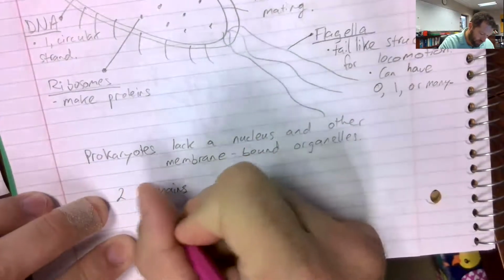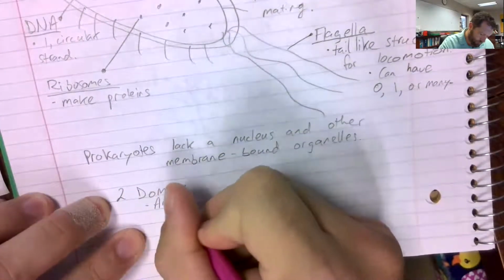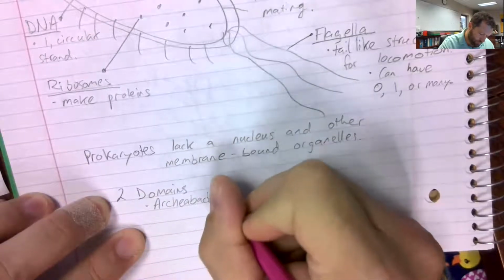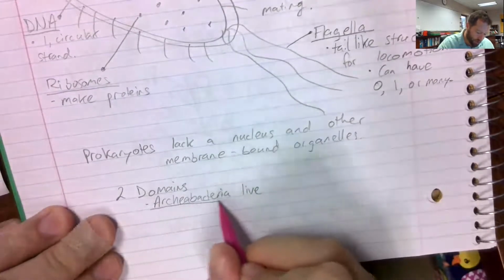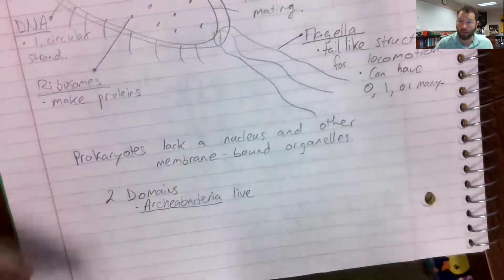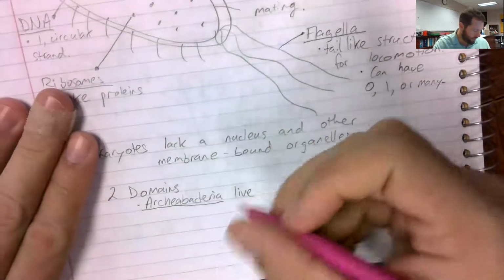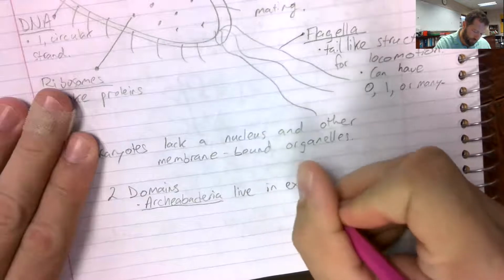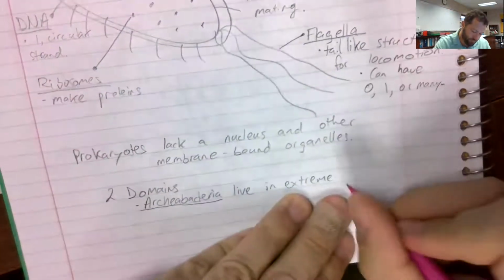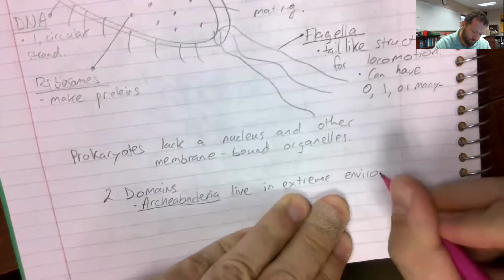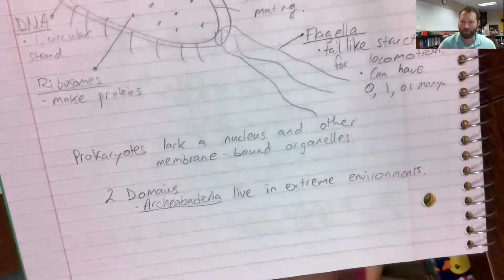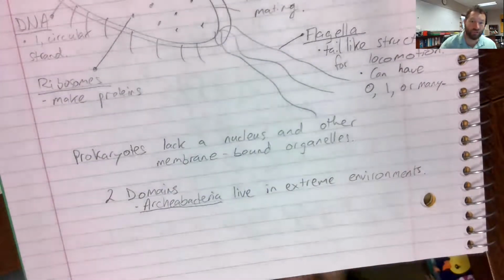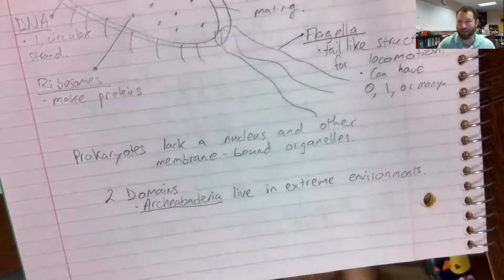So starting off, first domain. It's called Archaeobacteria. So archaic, kind of like ancient. And the reason why we call them that is that they live in extreme environments. Thermoacidophiles, so you know the word philes, loves. Thermo is temperature, so they love heat. And acid is, well, it's acidic conditions. They love heat, they love acidic conditions.